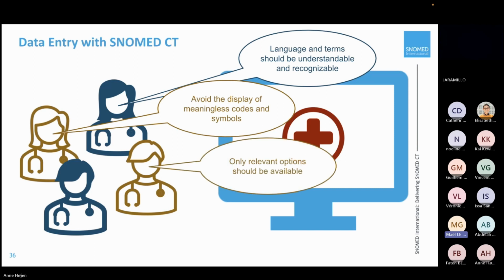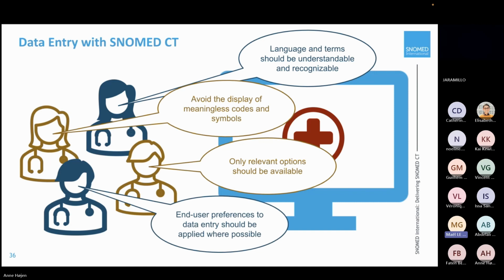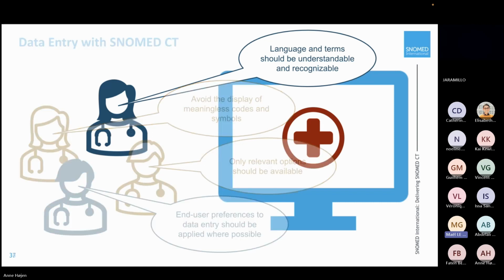And then an important part of data entry with SNOMED is that only relevant options should be available. You have now heard how big and comprehensive SNOMED CT is. Well, a key implementation aspect is that you make sure that only the relevant options are available at a certain time. And then it's important that when SNOMED CT becomes an integral part of a well-designed EHR, the end user is involved in specifying requirements for data entry. So how do you want the user interface to look? How do you want things set up? And what are the overviews you need? That should be determined by clinicians.